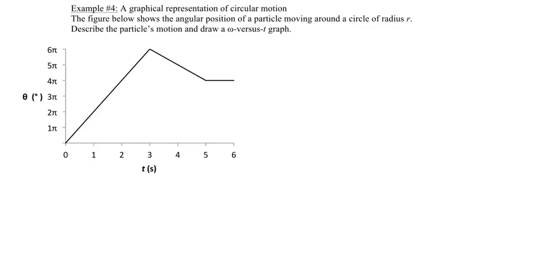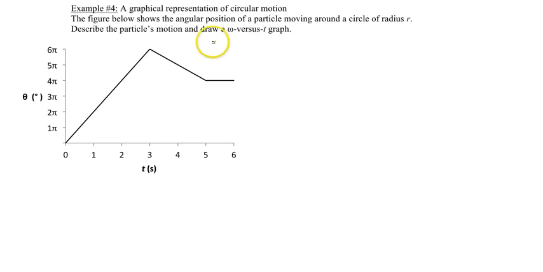Welcome to example number 4 on rotational kinematics. In the graph that's shown below, we see the angle that is plotted versus the time for some object that's moving in a circle with a radius r. We're asked to describe in words the motion of the object and also draw the angular velocity versus time graph.